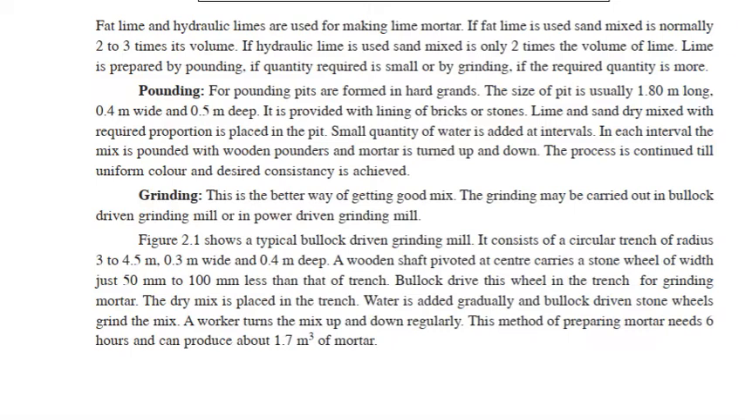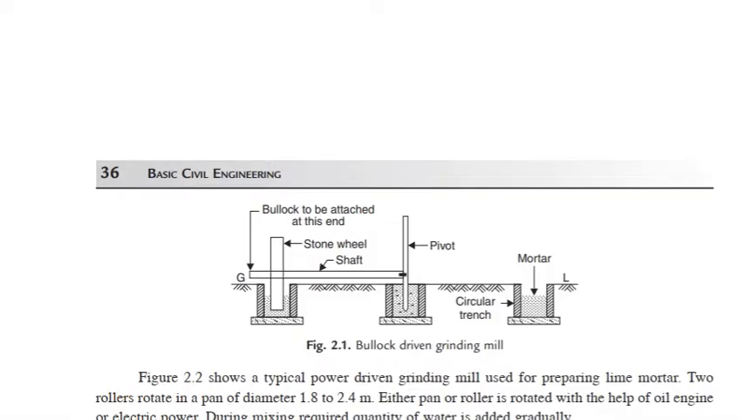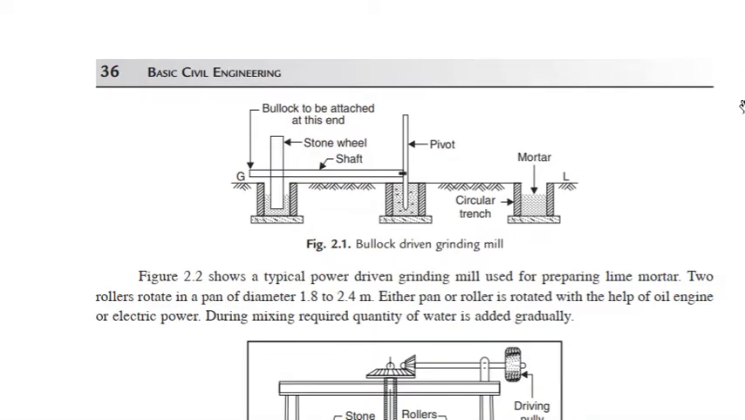The dry mix is placed in the trench. Water is added gradually and bullock-driven stone wheels grind the mix. A worker turns the mix up and down regularly. This method of preparing mortar needs 6 hours and can produce about 1.7 m3 of mortar. Basic civil engineering. Bullock to be attached at this end, stone wheel, shaft, pivot, mortar, GL, circular trench. Fig 2.1. Bullock driven grinding mill.